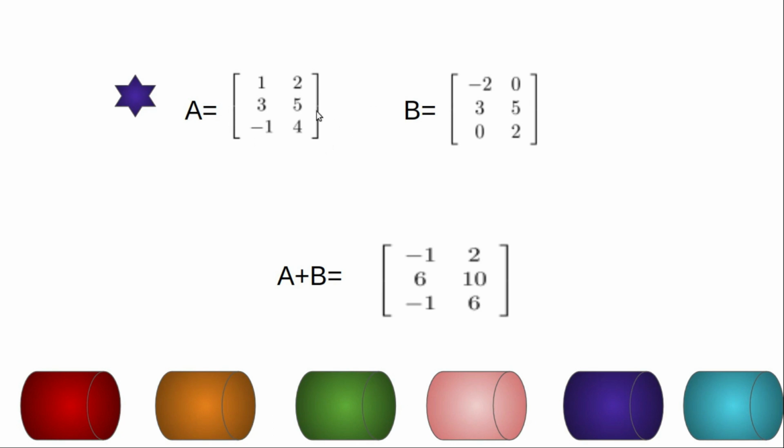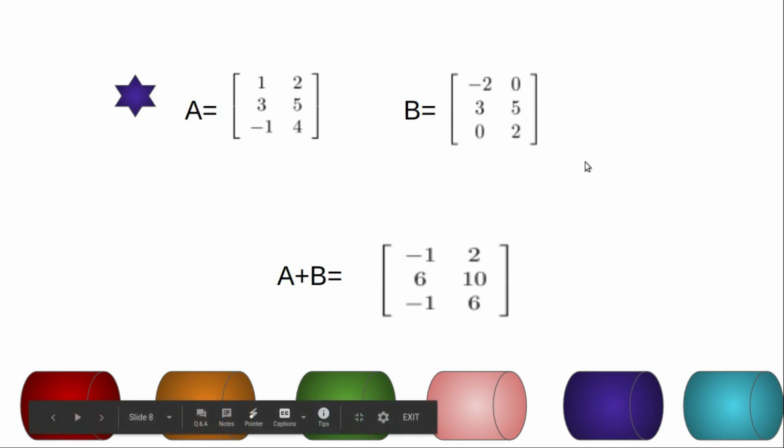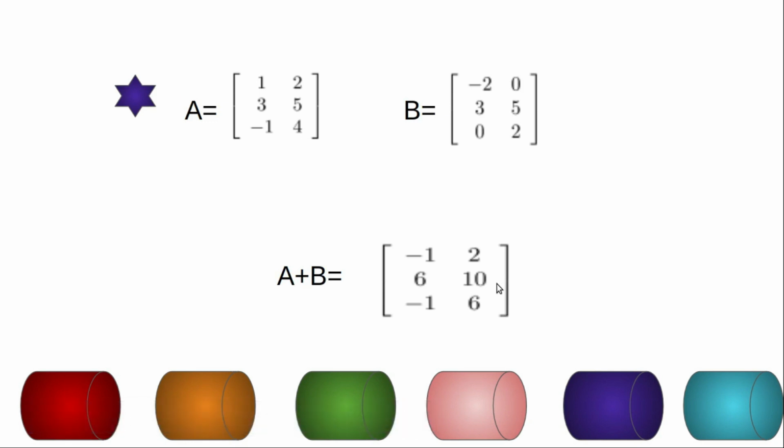Here A is of order 3 by 2. B is a matrix of order 3 by 2. Then A plus B is also a matrix of order 3 by 2. And A plus B is obtained by adding corresponding elements: 1 plus minus 2, minus 1; 2 plus 0, 2; 3 plus 3, 6; 5 plus 5, 10; minus 1 plus 0, minus 1; 4 plus 2, 6.